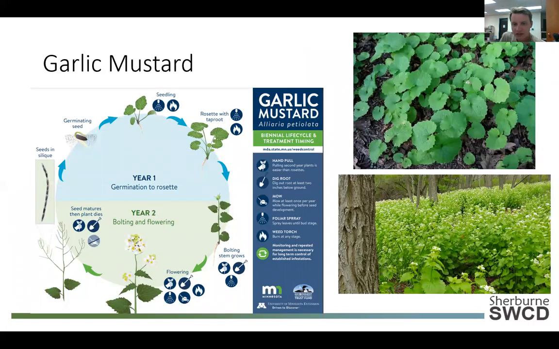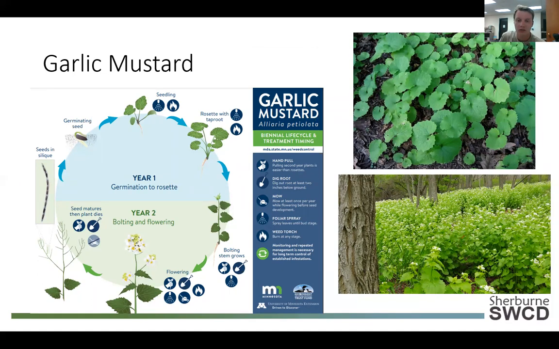Moving on to garlic mustard. Garlic mustard is an herbaceous weed that has a 2-year life cycle. So you can see in that picture, we have the germination to rosette, and then the bolting and flowering, and those happen in 2 separate growing seasons. So during the first year, it grows from a seed. It produces this small rosette, as you can see in that top picture. And that's kind of what it looks like for the entire first growing season.